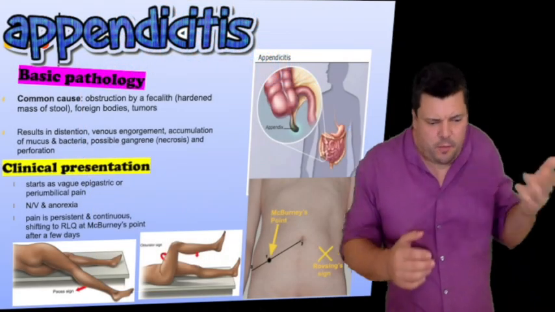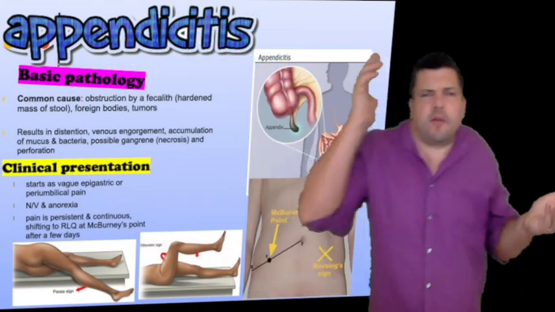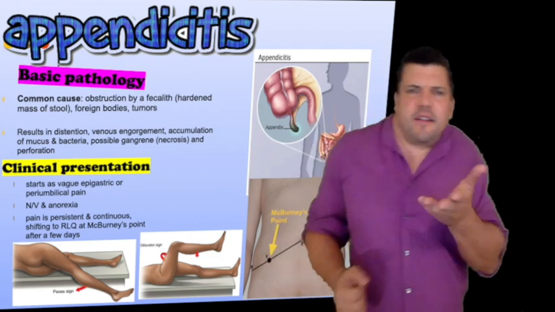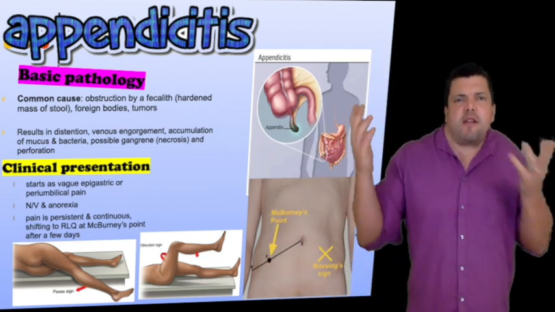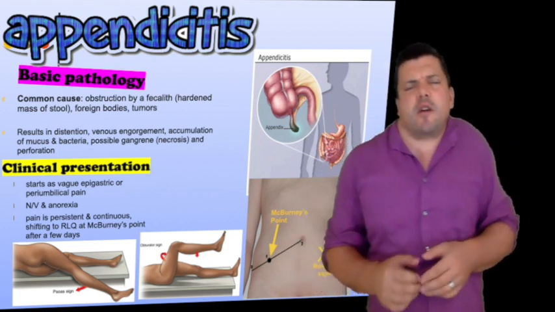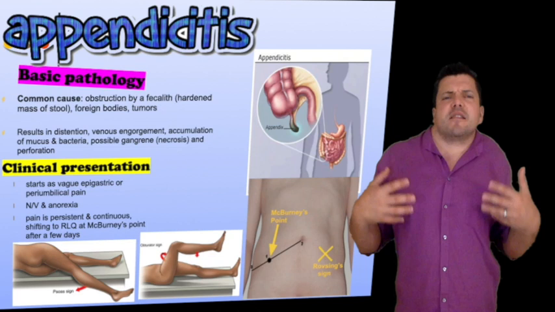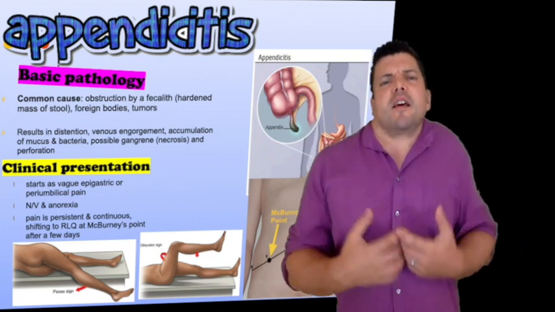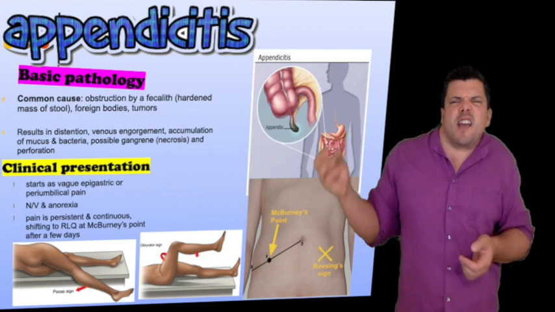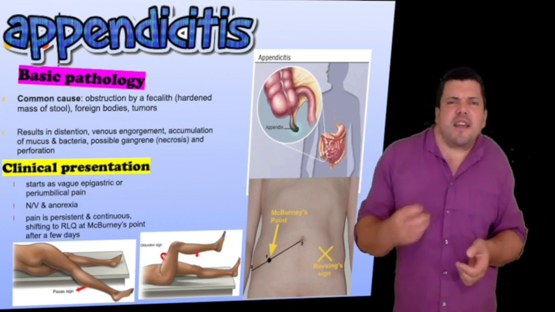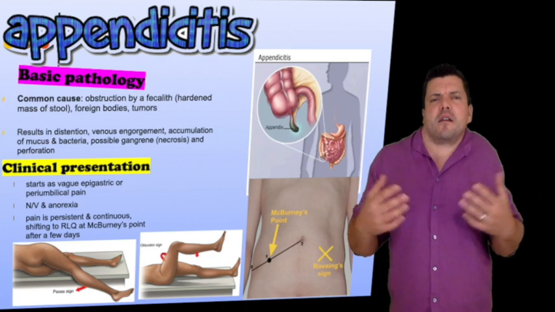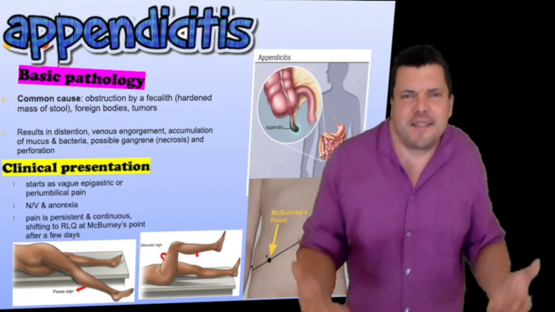So contrast irritable bowel syndrome with appendicitis, where we know exactly what's going on. Itis is inflammation. Append is the appendix. We have inflammation of the appendix. The most common cause of inflammation of the appendix is an obstructive process. The term fecalith refers to a piece of stool that is hardened and was just the perfect size to get in there to where the appendix was, obstruct it, and cause an inflammatory cascade.